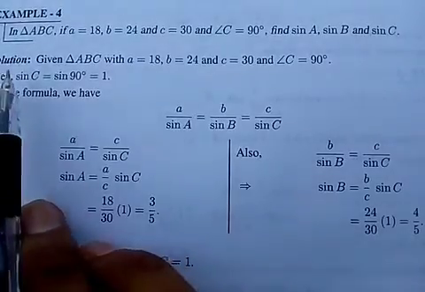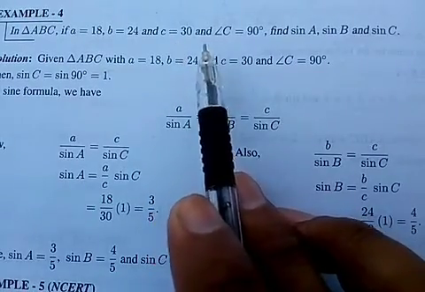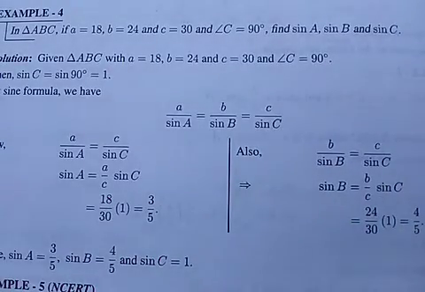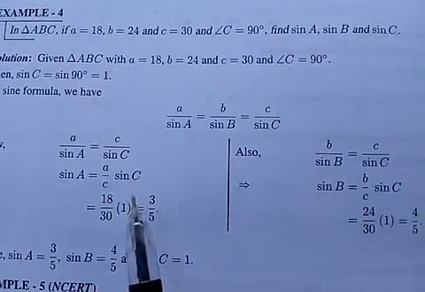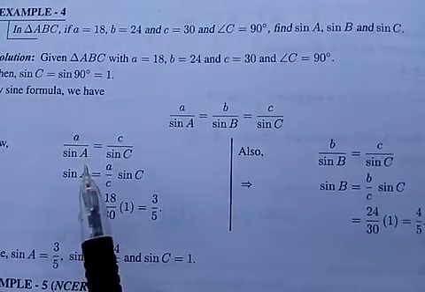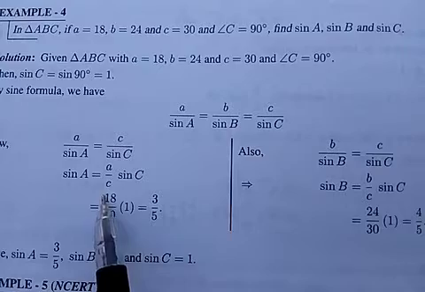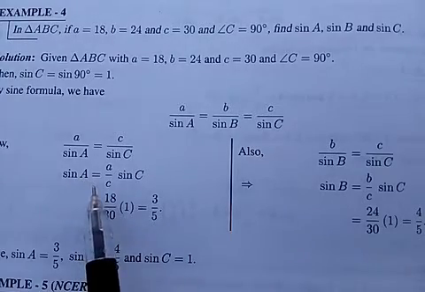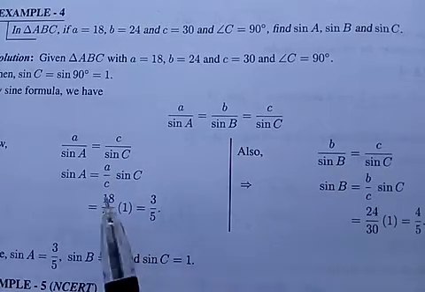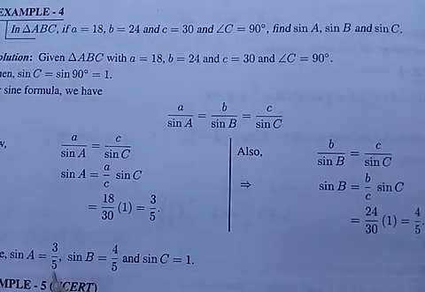More examples we have. In triangle ABC, if a equal to 18, b equal to 24, c equal to 30 and angle C equal to 90 degrees, find sin A, sin B and sin C. Using the sine formula, we can find the value of sin A. First apply the sine formula in the form a upon sin A equal to c upon sin C, because we have values of a, c and angle C. Then sin A equal to a upon c into sin C. We can substitute here values of a, c and sin C. We get sin A equal to 3 by 5.